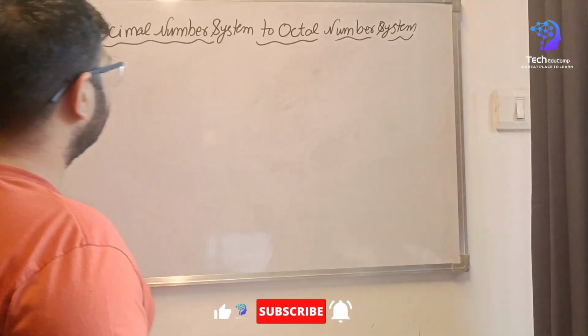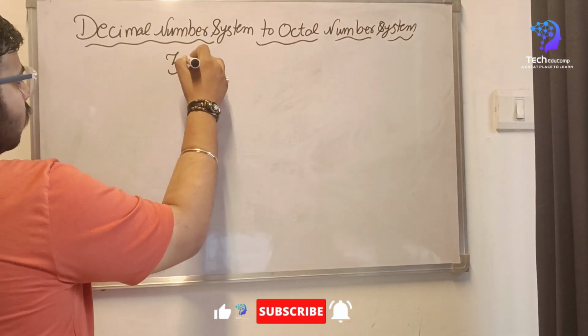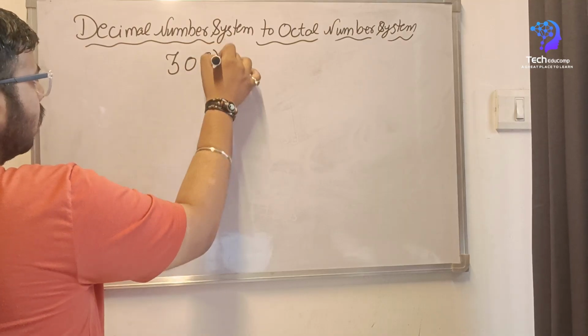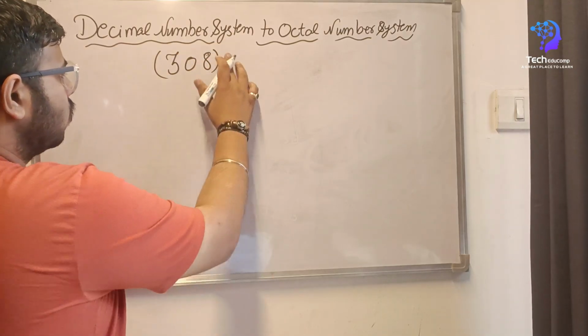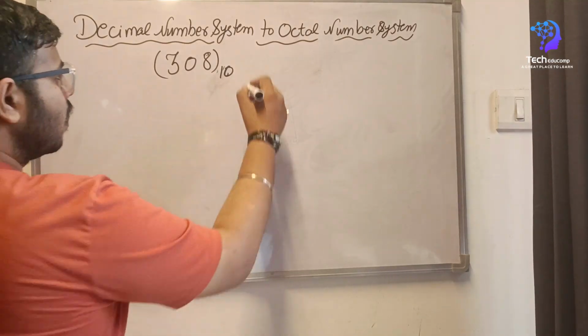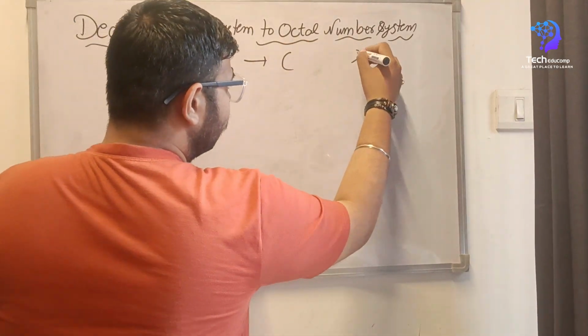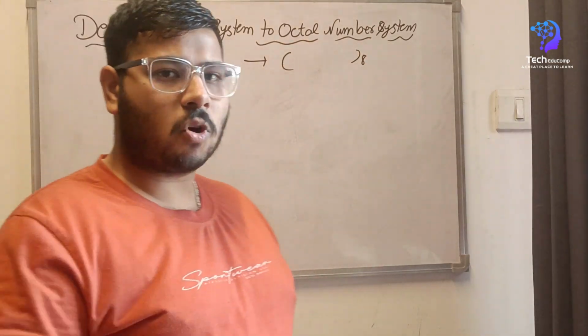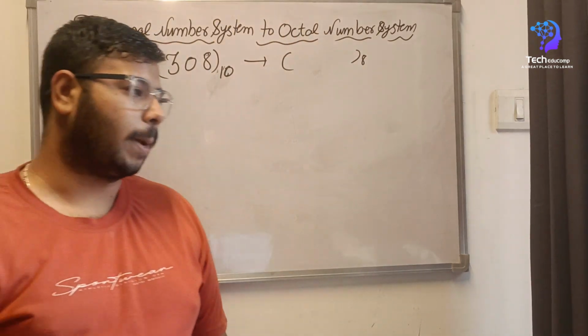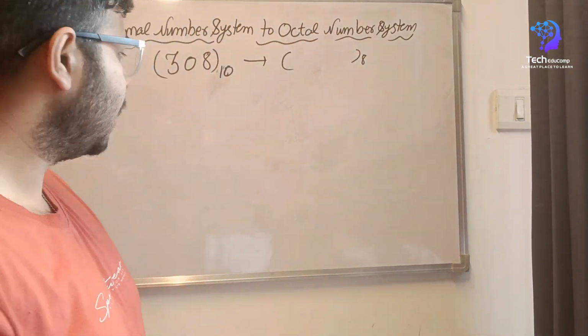Let's try another one, which is 30308. This is our decimal, and what will be octal? Just pause the video and do it. Okay, I hope you have all done it.